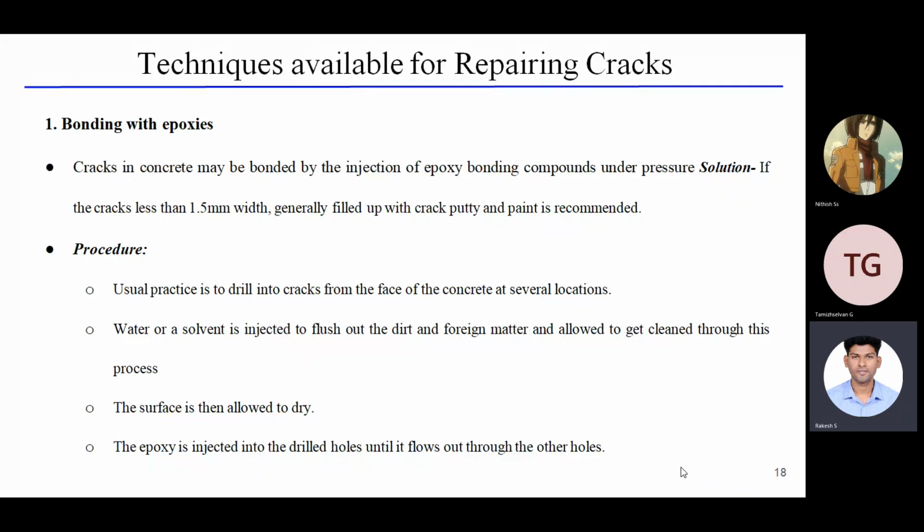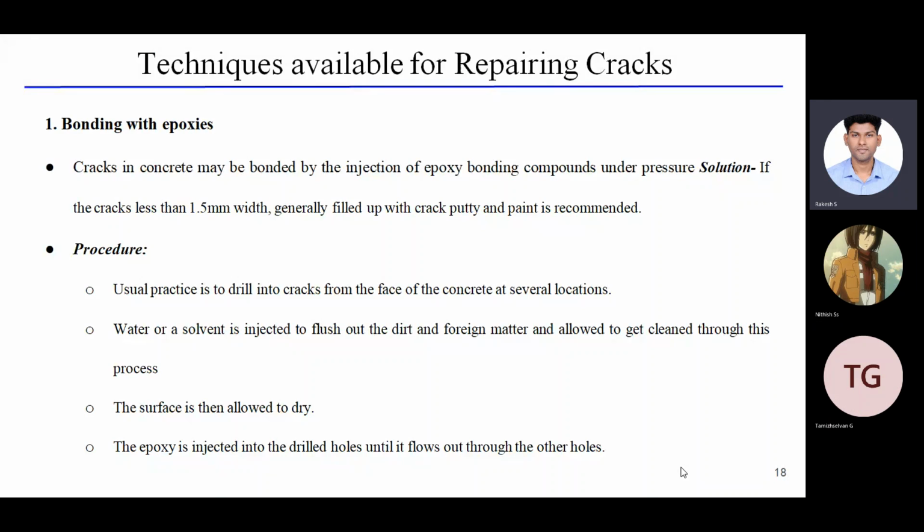Thank you, Nitish. As Tamal and Nitish explained, we have seen the various cracks that need to be noted and given attention going forward. And for those cracks, we need to give various techniques. For each crack, we have the various techniques. So moving forward, the first one is bonding with epoxies.